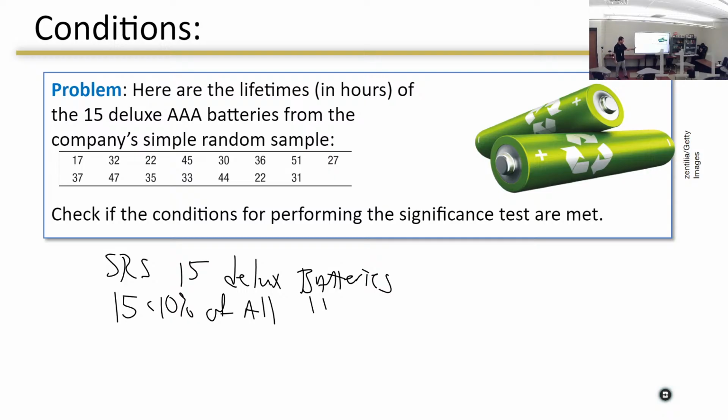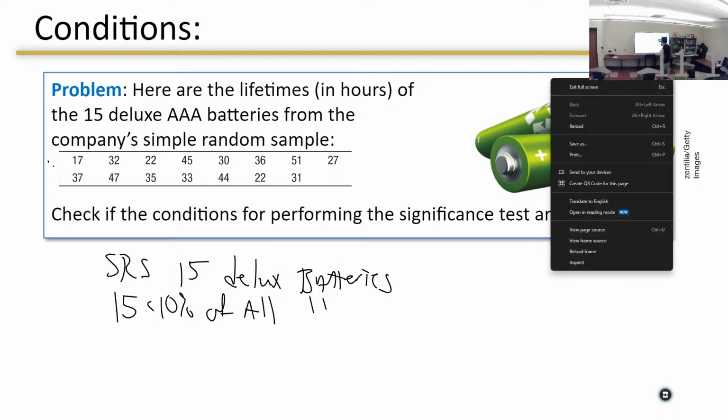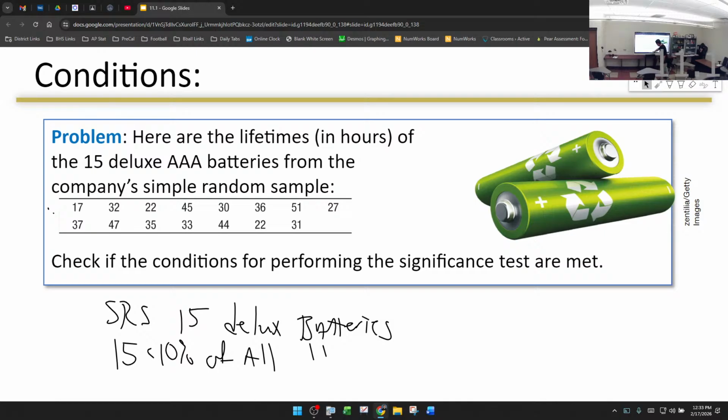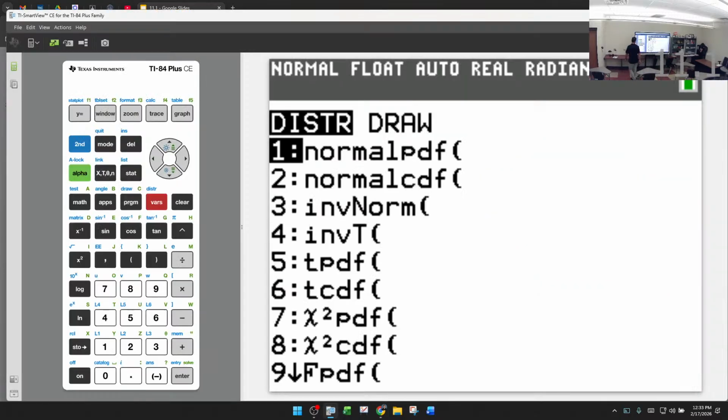You almost have to write it like this. Don't say 10%, check. That won't do it. 15 less than 10% of all. This is not big enough. I don't know what the population looks like, so I have to graph it. And this is what you'll have to do on your test. So make sure you guys know how to do that. You can do it in Desmos, or you can do it with the calculator.